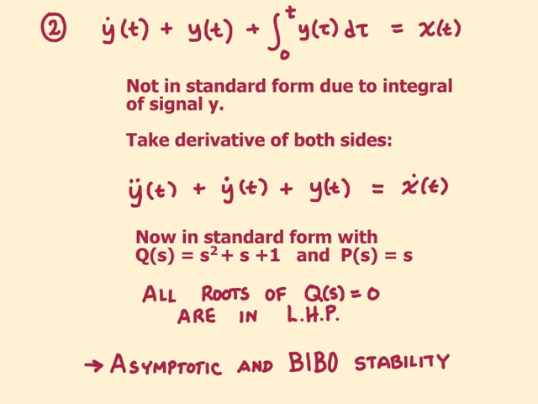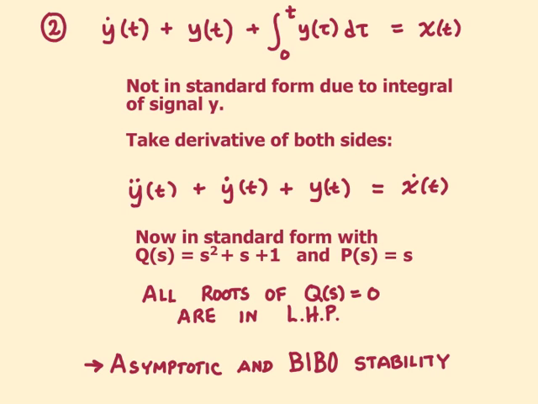Now let's look at our second example, and it is y dot plus y of t plus integral from 0 to t of y of tau d tau equals x of t. This is not in standard form due to the integral term. If we take a derivative of both sides, however, the integral term just becomes y of t. Then the differential equation is y double dot plus y dot plus y equals x dot.